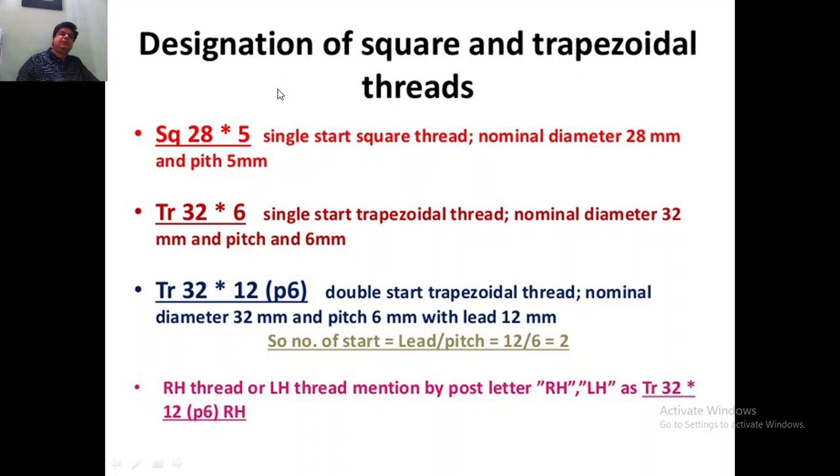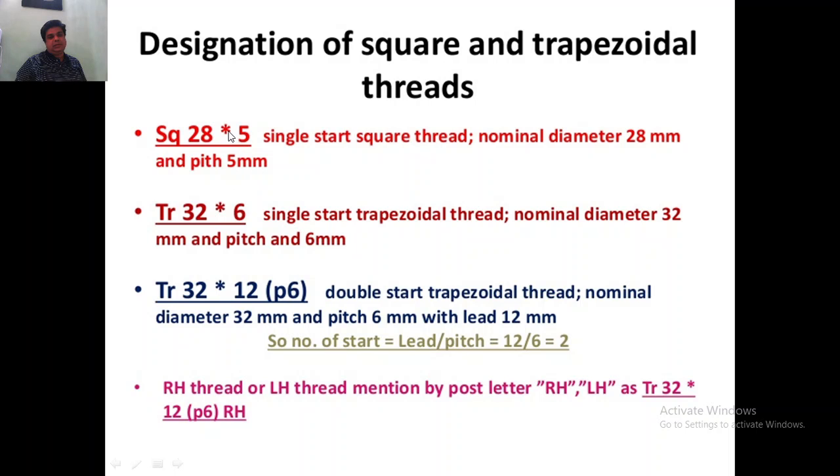So coming to designation, or how we mark the power screws or threads in different machine drawings. You might have seen this term here. We have single start threads and multiple start threads. In case of single start threads, we simply give this number, and this number is nothing but the pitch in millimeter. And you can see SQ stands for square, and this number 28 stands for the nominal diameter of the screw rod.